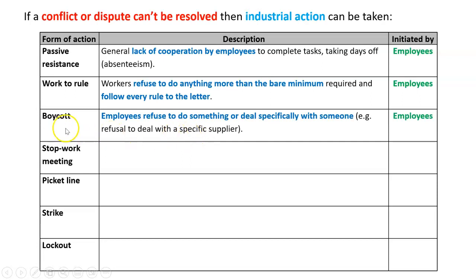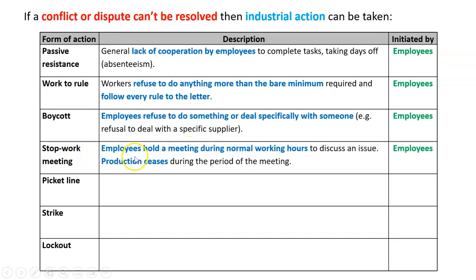A boycott, there's a murky one because technically boycotts and secondary boycotts are illegal, but that is where employers refuse to do something or deal specifically with someone. E.g., they won't deal with a specific supplier because maybe the union employees in that supplier aren't happy, but that's a murky one, but that does happen.